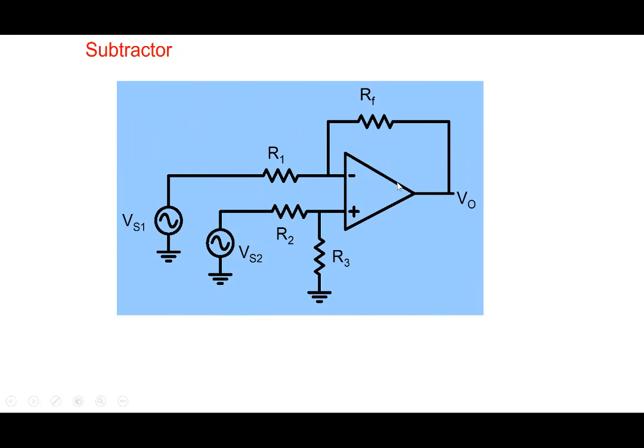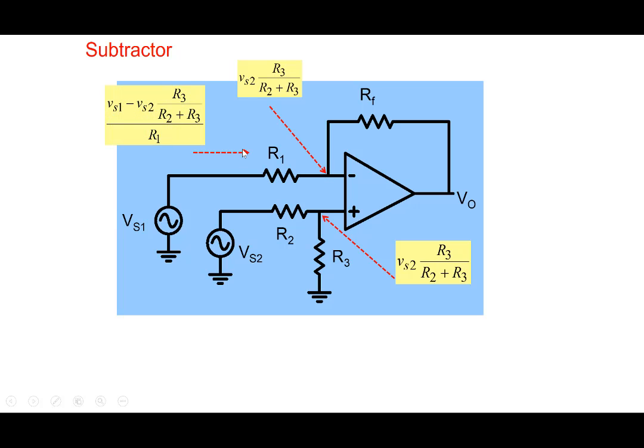Well, we've been talking about adders. We can build subtractors also. So now note that VS1 we apply from here and VS2 we apply on this side here. And we can analyze very quickly. This is a voltage divider, R3 by R2 plus R3. So whatever is the voltage here, the same voltage will appear here. So this is the current here.